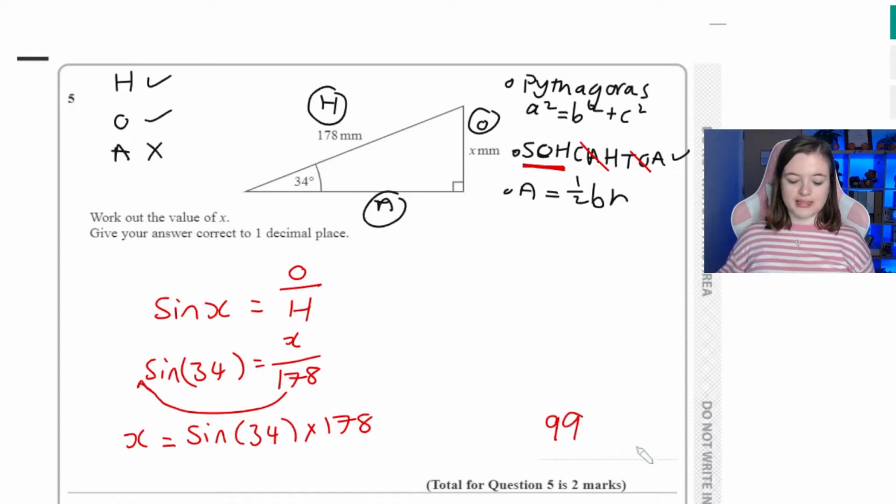99.53. And it's a wonderful place, that is 99 and a half. And there I have it. Hope that all makes sense.